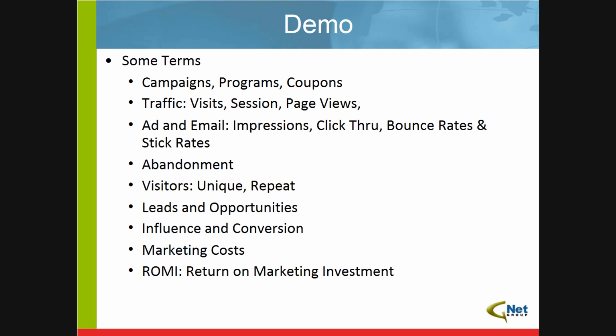Abandonment, if you are a retailer who allows people to buy online via shopping carts. Abandonment being, build a shopping cart and leave without purchase. Visitors, unique and repeat. Obviously, unique visitors being individuals that are visiting the website for the first time. Repeat customers being folks who visit the website repeatedly. Leads and opportunities, influence and conversion, obviously being people coming to the website, and what's the influence is what's going to entice them to buy, and the conversion would be the actual purchase or request for information or drive to purchase.